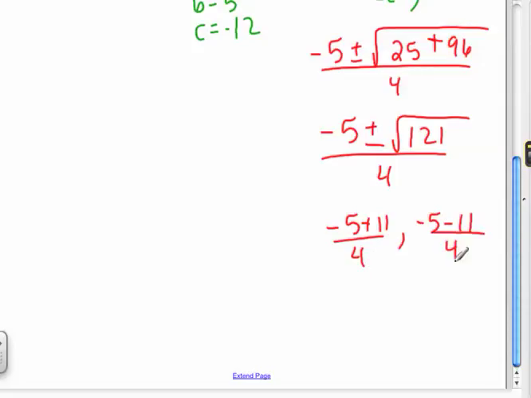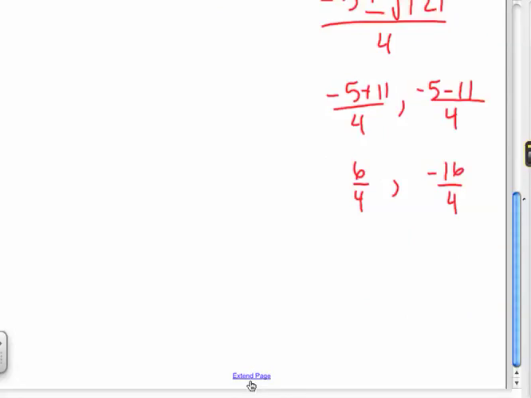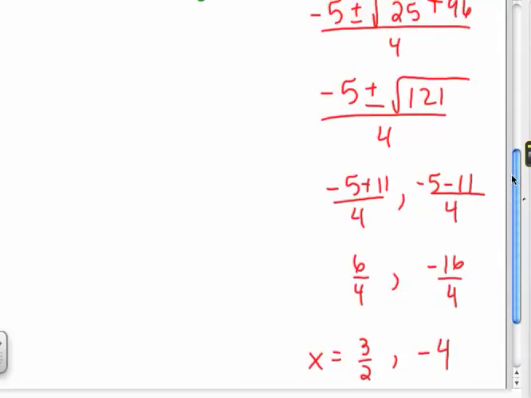So I'm going to get negative 5 plus 11 over 4 and negative 5 minus 11 over 4. And then that's going to give me 6 over 4. And on the right, it's going to give me negative 16 over 4. So the two solutions are going to be 3 over 2 when I reduce, and negative 4. That's what x equals. All right? Now, that's my solution. I'm done. Do you guys know how to do that? You just get everything on the left side and use the quadratic.